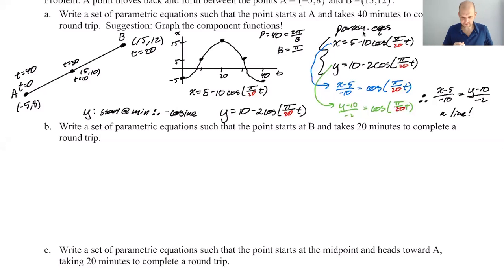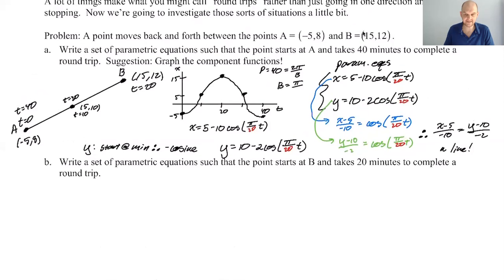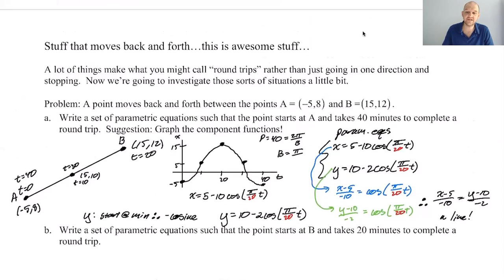All right, we're back. We're still on page 197. We are taking a look at parametric equations, and what we're trying to do is make things move back and forth. Instead of just going from A to B, it's going to go from A to B and back to A. And what we did last time was we had this path. It's going to be the same path this time. So we're going from (-5, 8) to (15, 12), and then back to (-5, 8).